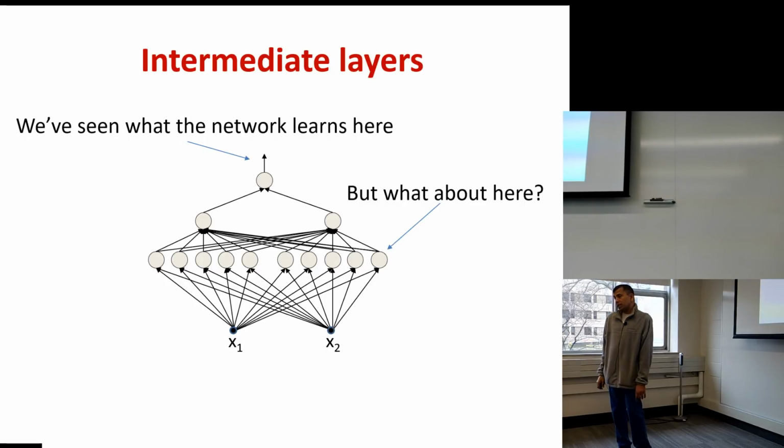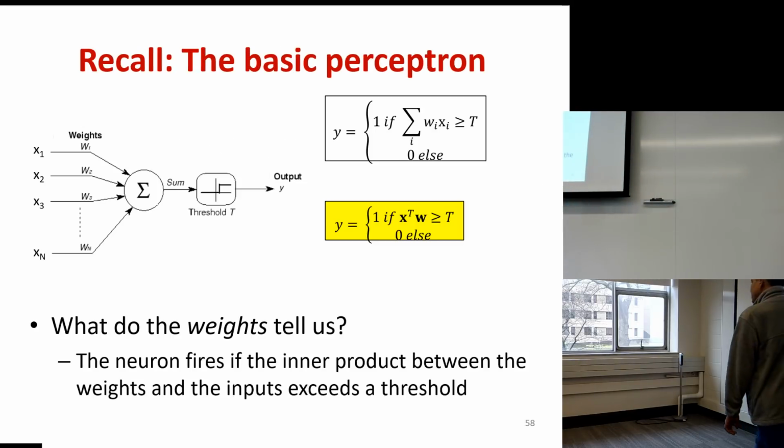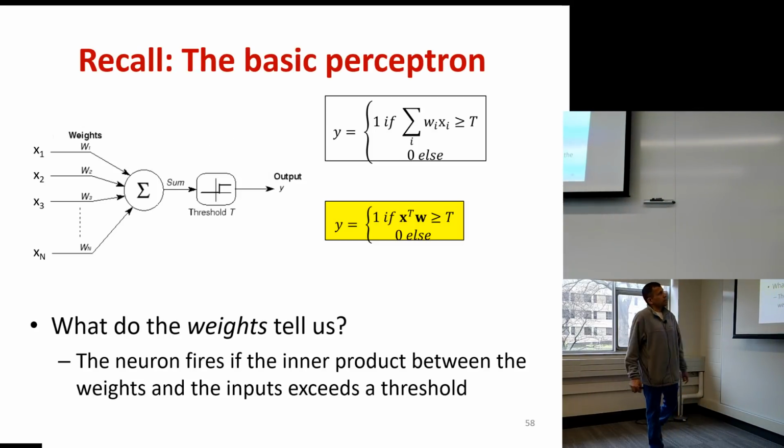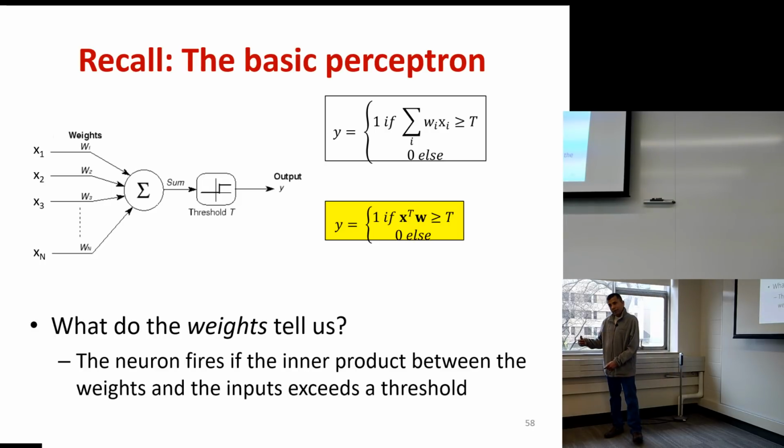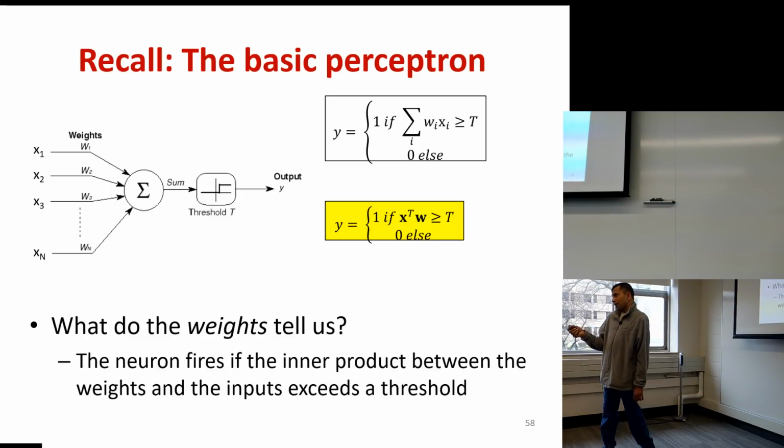We've seen what the network learns at the output. What happens just before the output? So at the hidden layers themselves. For that, let's recall the basic perceptron again. The basic perceptron was something like this. You had a vector going in, and the output was 1 if the weighted sum of the inputs exceeded a threshold, 0 otherwise.